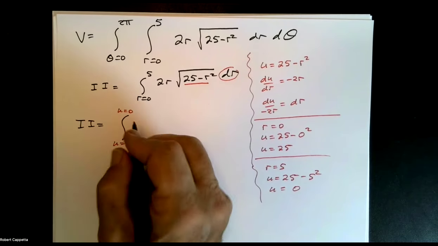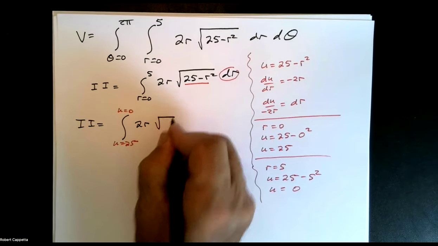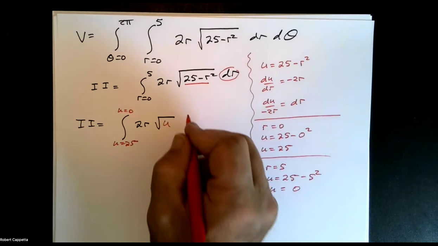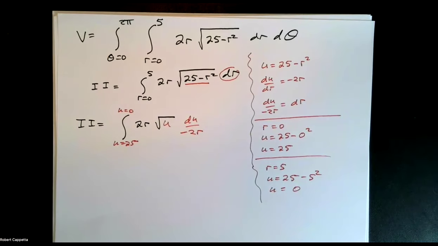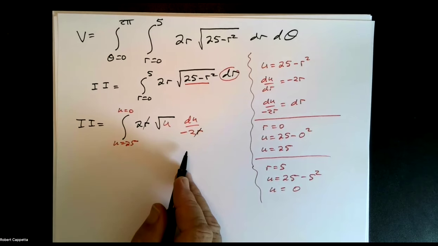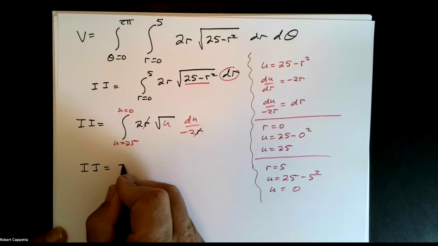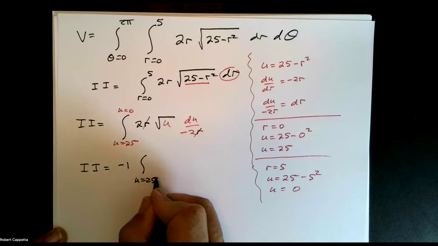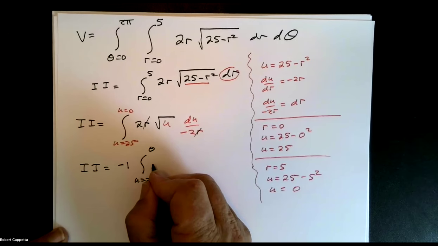2r I'm going to leave alone. Root 25 minus r squared will become root u. And dr is du divided by negative 2r. And I'm very happy that the r's divide out. They need to. 2 divided by negative 2 is negative 1. So my inner integral becomes negative 1 times the integral as u goes from 25 to 0 of root u du, or u to the 1/2 du.